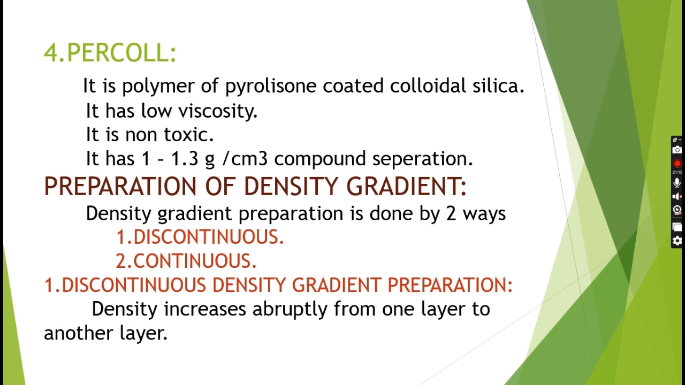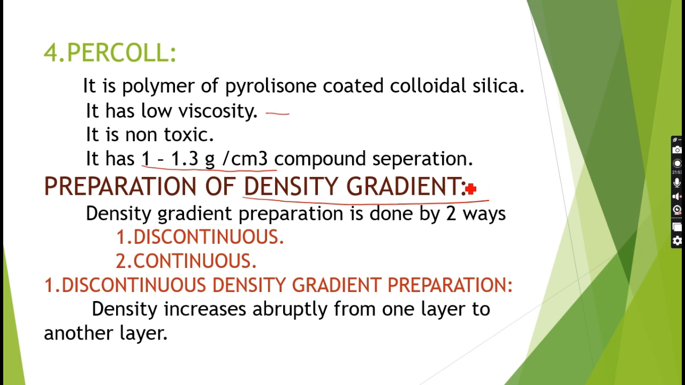Then Percoll. Percoll is going to be a polymer of polyvinylpyrrolidone and coated colloidal silica. It's going to have a low viscosity, so DNA and RNA separation can also be possible. It's going to separate about 1 to 1.3 grams per centimeter cube of density. So these are the good media, or good gradients, which are going to be used commonly. So now we are going to see about density gradient centrifugation, how it takes place.